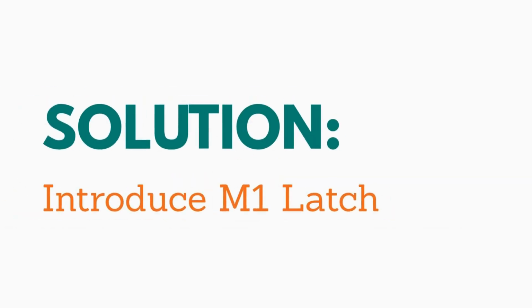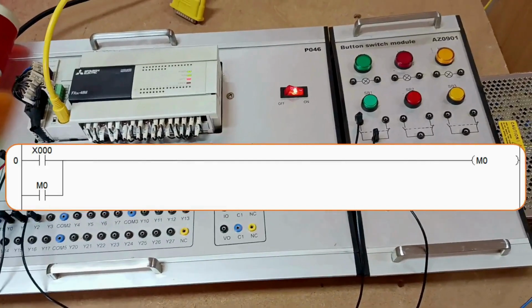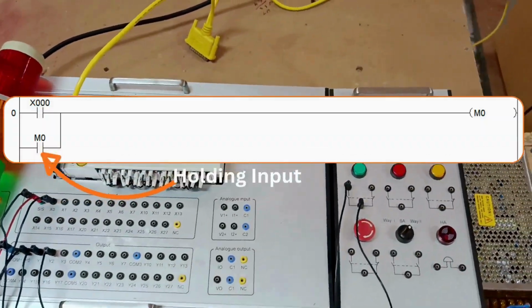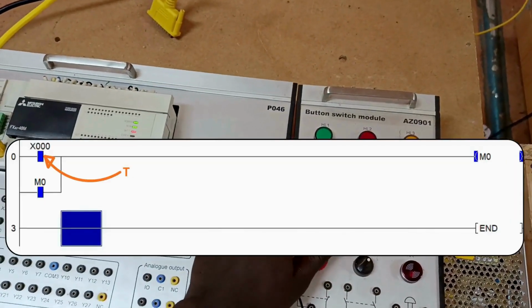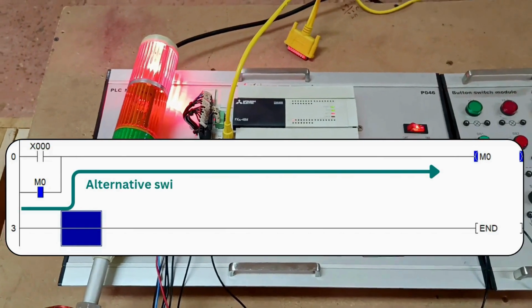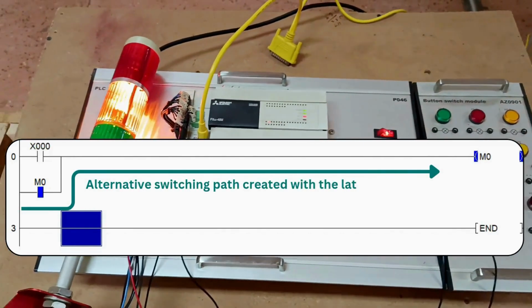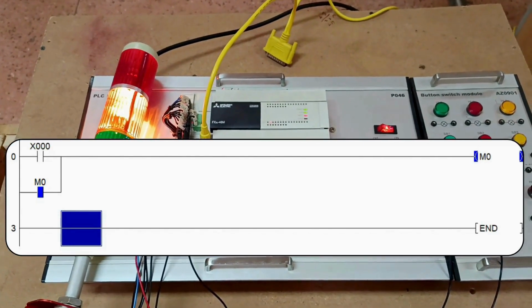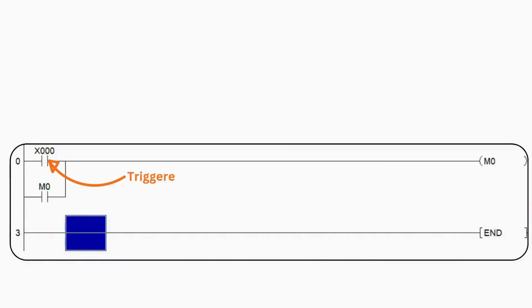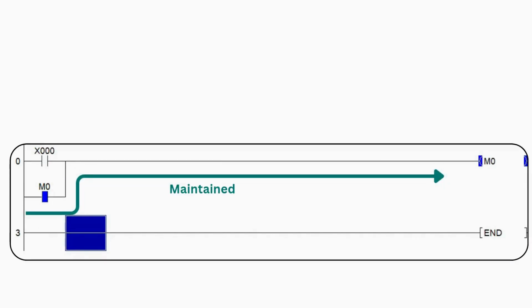So how do we solve this non-retentive timer problem? Instead of asking the push button to hold the entire sequence, we use an internal relay. Here, M0 acts as a holding relay. When I press X0, M0 becomes active. The M0 contact then creates a holding path. So, when I release the push button, M0 stays active. This gives us an important distinction. X0 is a momentary command, M0 becomes the maintained condition that holds the sequence.